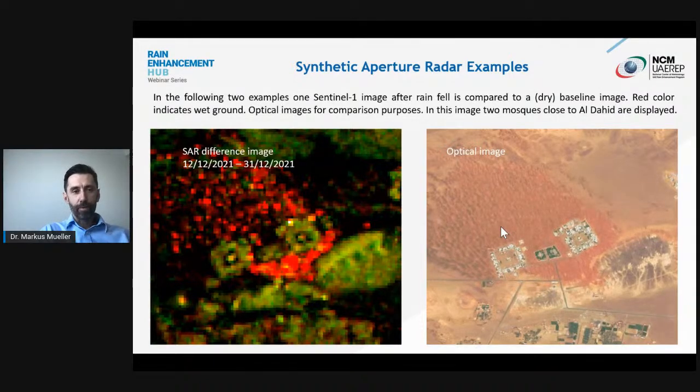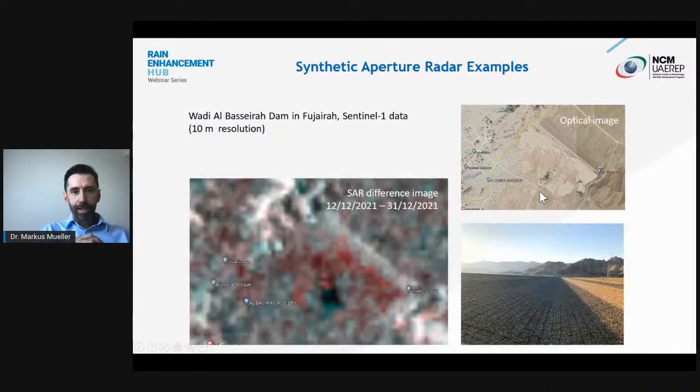On the right side, you see an optical image purely for comparison purposes, so you can see how the landscape looks like. It's not taken at the same time, but you can see a dune landscape and these 2 mosques in the middle near Al Dahid. Next slide, please.